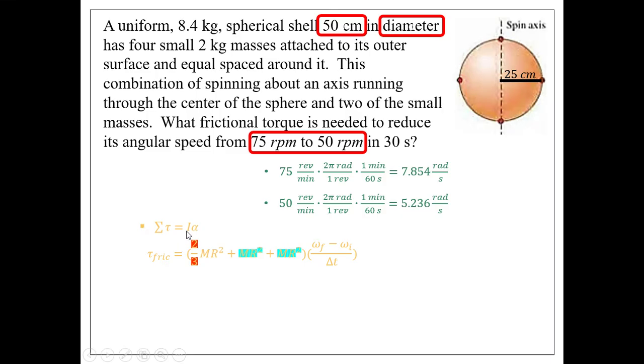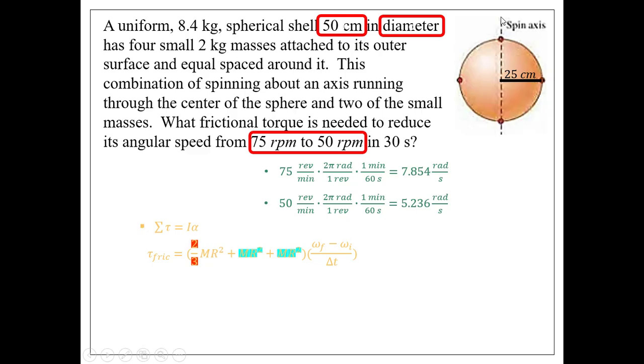The moment of inertia of the system here, I expanded I to include the spherical shell, which is a hollow shell. Okay, and the hollow shell has a moment of inertia of 2/3 mr squared. And then here I have 2 mr squared term highlighted in blue. Why? The problem states that there are 4 2 kilogram masses.